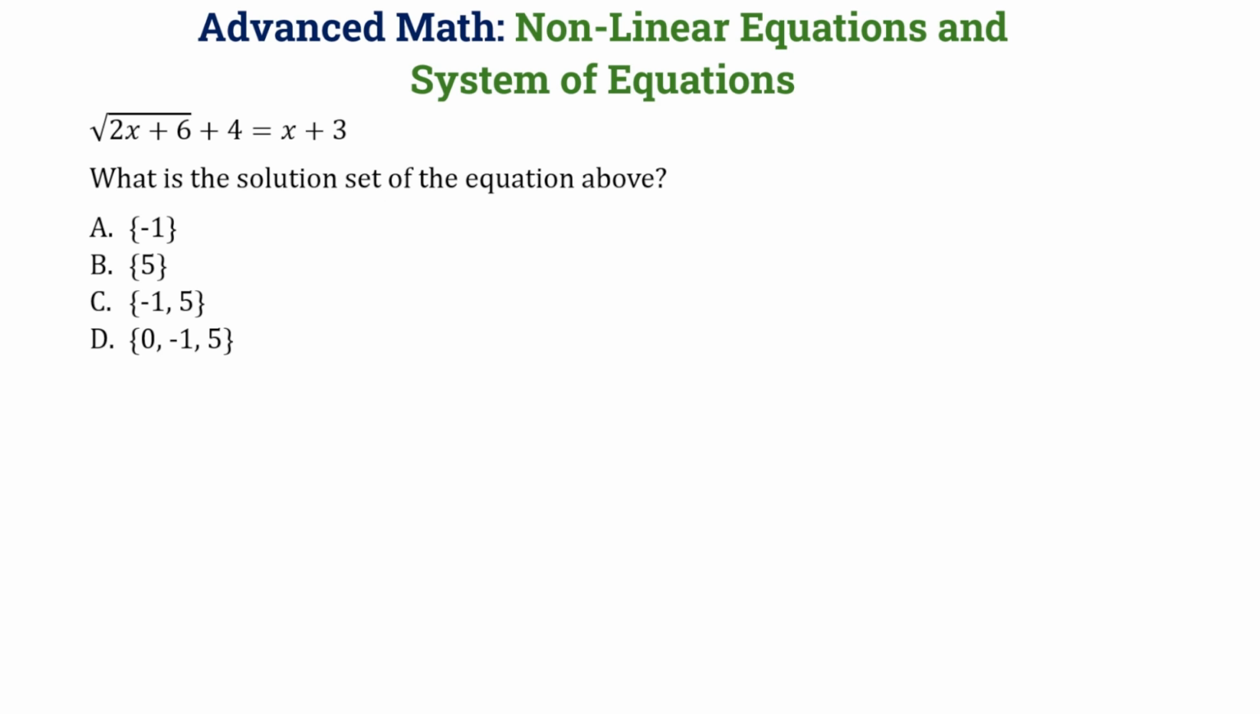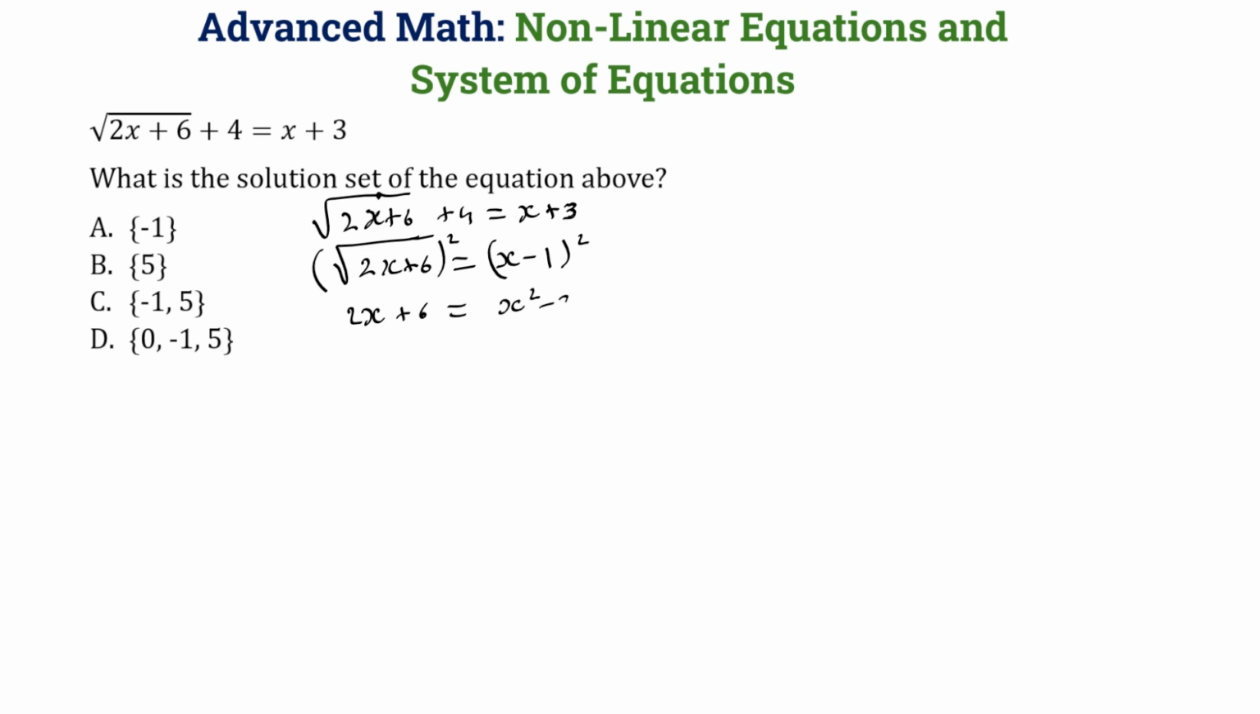So we'll get square root of 2x plus 6 plus 4 is going to be equal to x plus 3. We'll bring the 4 to the right-hand side, so we'll get square root of 2x plus 6 is going to be equal to x minus 1. And so when we square both sides, we will get 2x plus 6 is going to be equal to x squared minus 2x plus 1. And we'll take the 2x plus 6 to the right-hand side as well.